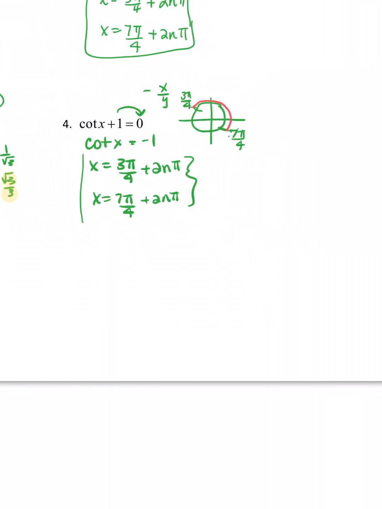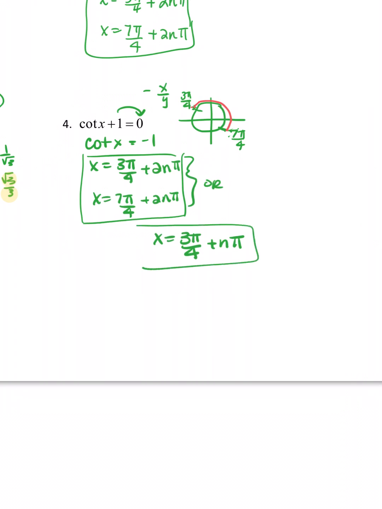This is not incorrect. What I have right here is not incorrect, but you can simplify your answer and say x is equal to 3 pi over 4 plus n pi. And that accounts for the 7 pi over 4 because every pi, it's going to say the cotangent is -1, and sure enough, it is. Once you start at 3 pi over 4 and you just go pi distance, that cotangent will be -1. So either way is a correct answer.